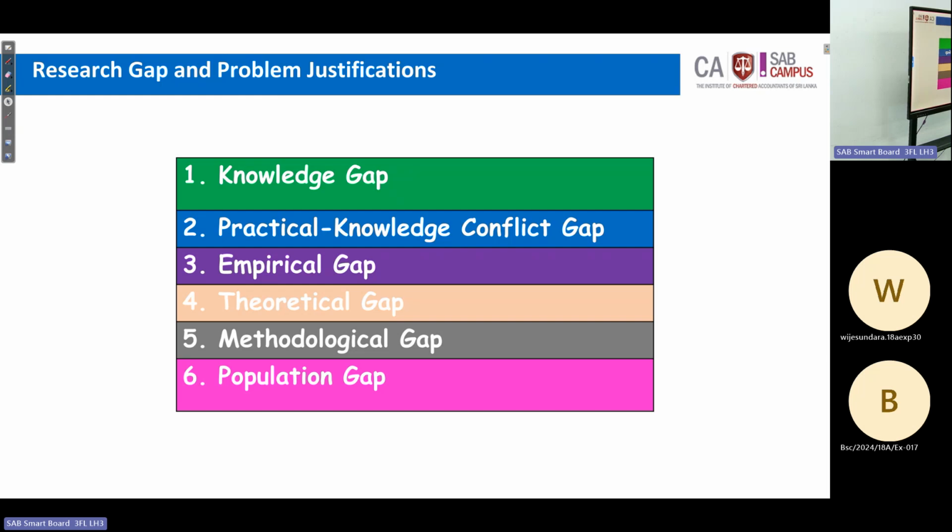So there may be some issues in the existing knowledge, right? There may be contradictory findings, contradictory knowledge points. So we have a problem. Sometimes there may be unidentified new factors in the research theory. So there may be some lacks in research theories. So what are the theories, you know?